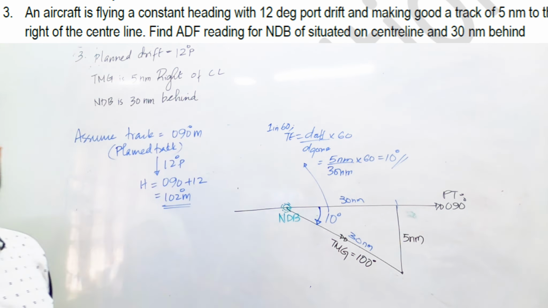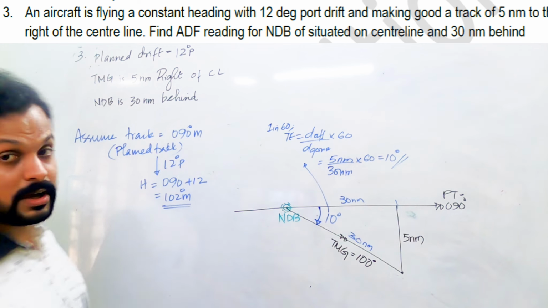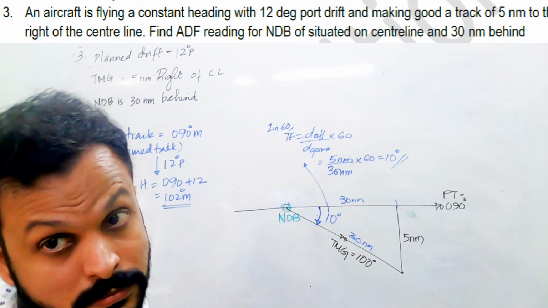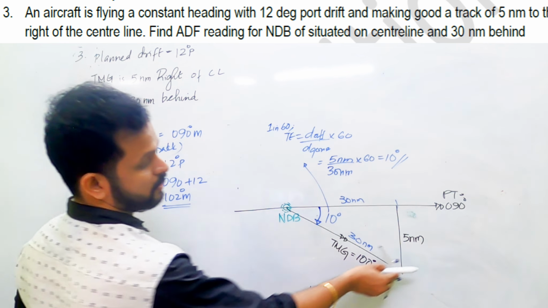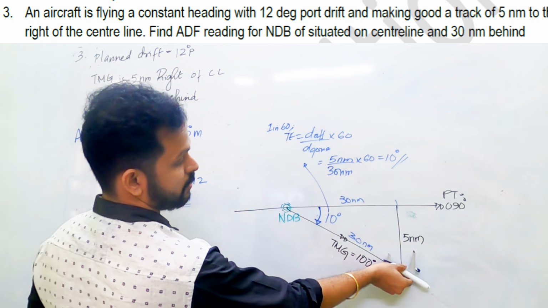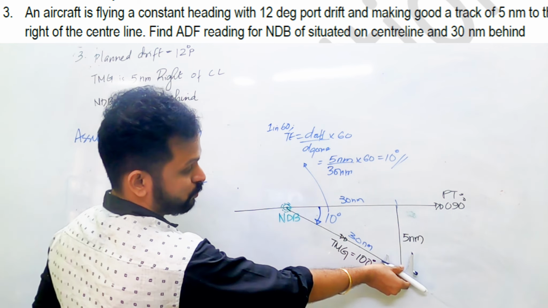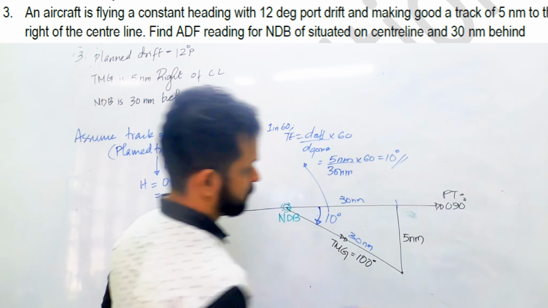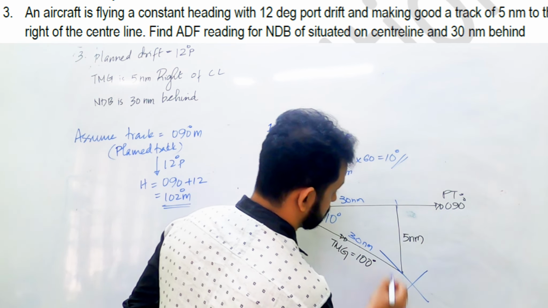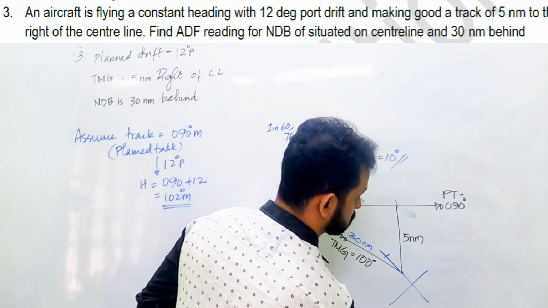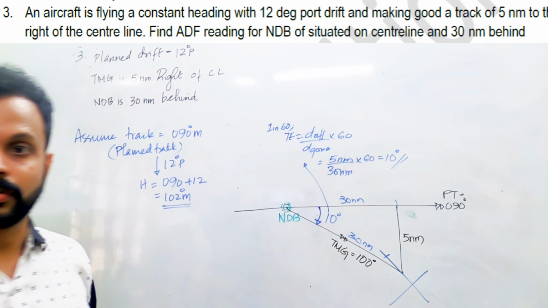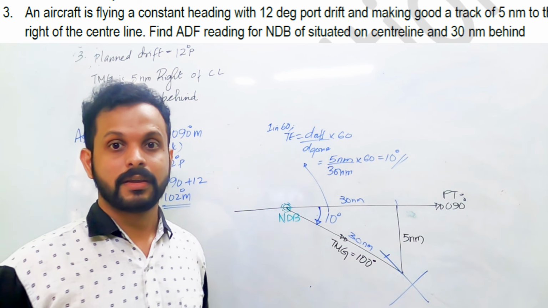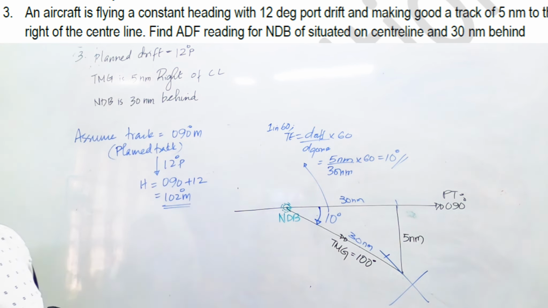So let's place the aircraft now. This is a parallel track of 90. This is 100. What's the heading? Heading is 102, which means the aircraft is tilted a bit more towards the south, by 2 degrees here. That is why I thought of finding the track made good first, so I can place the aircraft conveniently at 102. Now you're asked to find out the ADF indication.